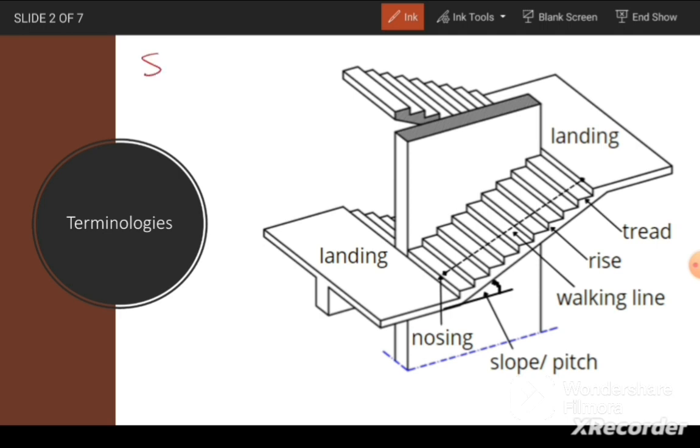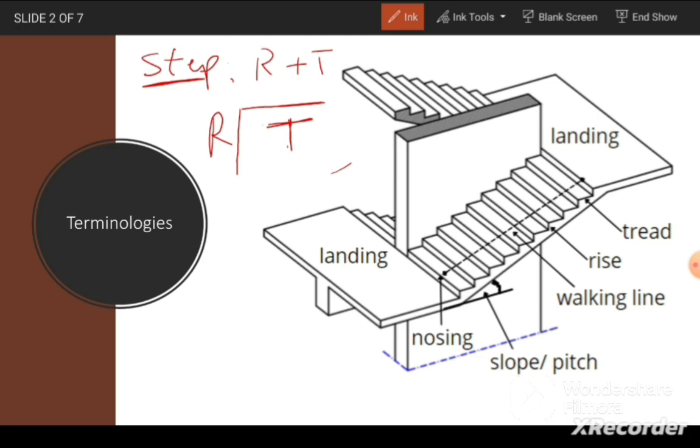So the first one is step. Step is the combination of rise and tread. So the combination of these two will be termed as a step. And in one step, we have this vertical component as riser, and this horizontal component is tread. So the combination of this riser and tread will be termed as step.